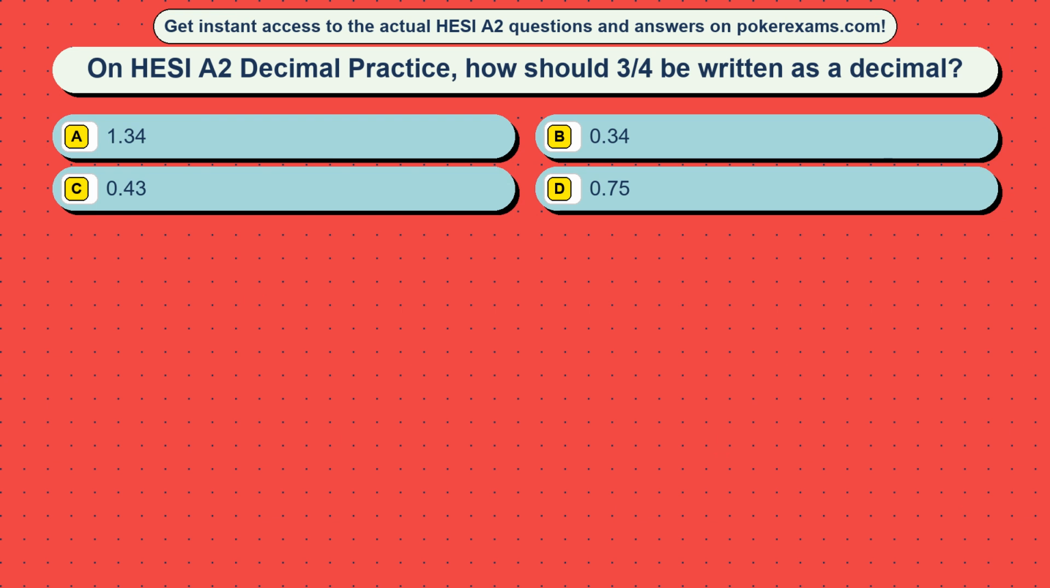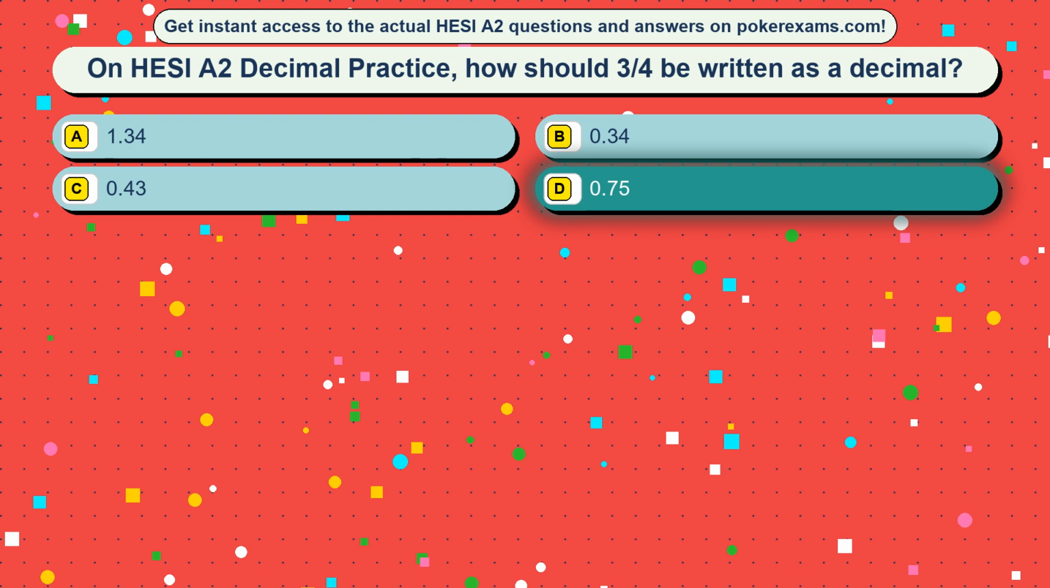Question 4. On HESI A2 Decimal Practice, how should 3/4 be written as a decimal? Option A 1.34. Option B 0.34. Option C 0.43. Option D 0.75. The correct answer is option D, 0.75.